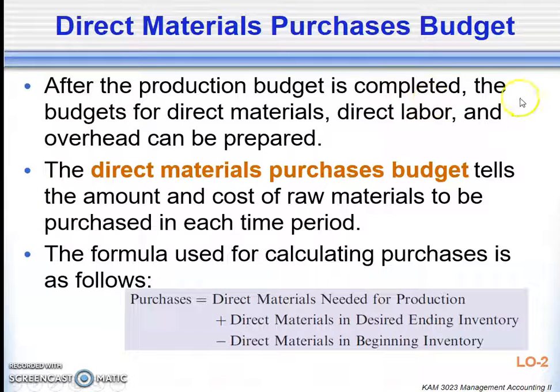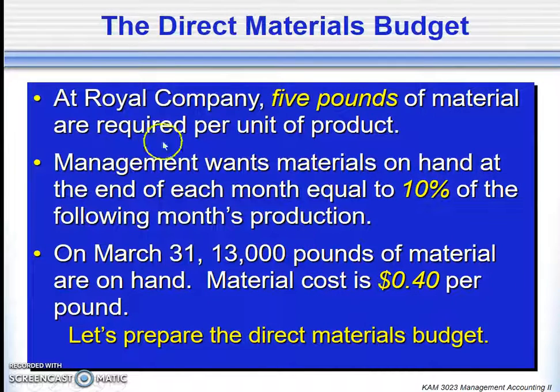After the production budget is completed, the budgets for direct materials, direct labor, and overhead can be prepared. The direct material purchases budget tells the amount and cost of raw materials to be purchased in each time period. The formula used for calculating purchases is as follows. Purchases equal direct materials needed for production plus direct materials in desired ending inventory minus direct materials in beginning inventory. In the example, at Royal Company, 5 pounds of materials are required per unit of product.